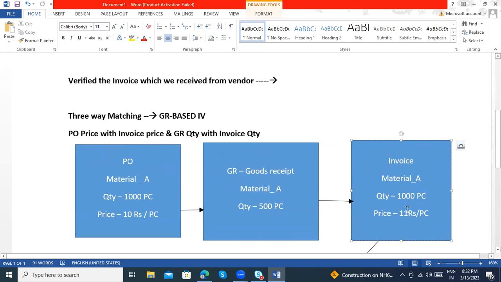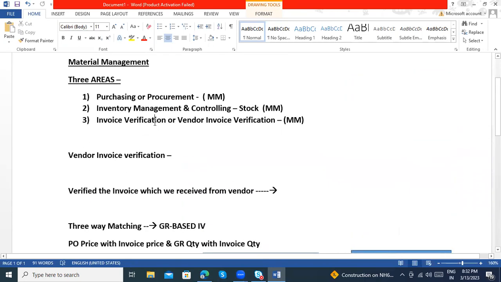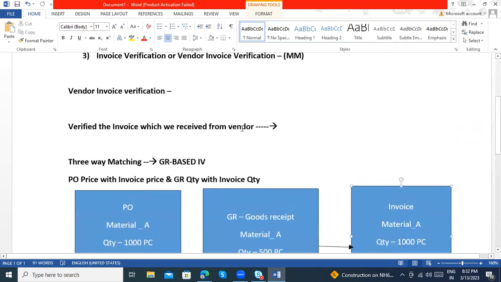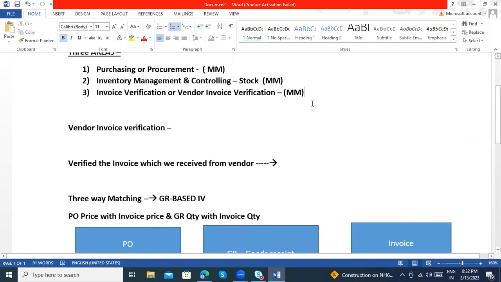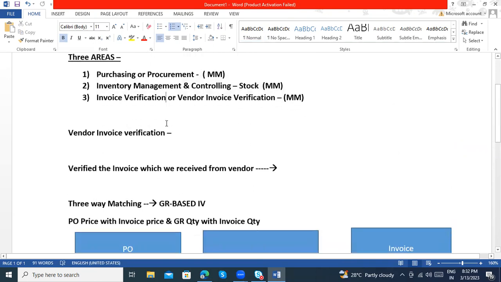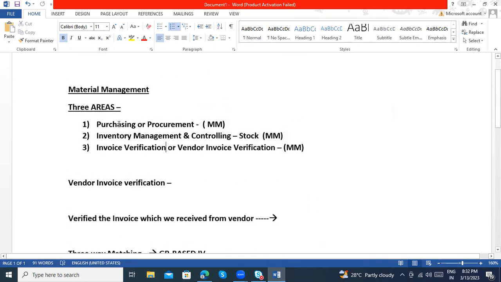Okay, noted. Basically, when we talk about invoice verification, it is not only the normal vendor invoice. We also have credit memos, subsequent debits, subsequent credits, cancellation, and reversal. There are so many, and they will be handled there. So basically we are looking into three areas: purchasing, inventory, and invoice verification. Clear? Yes, sir. Any questions here? What areas are we covering?